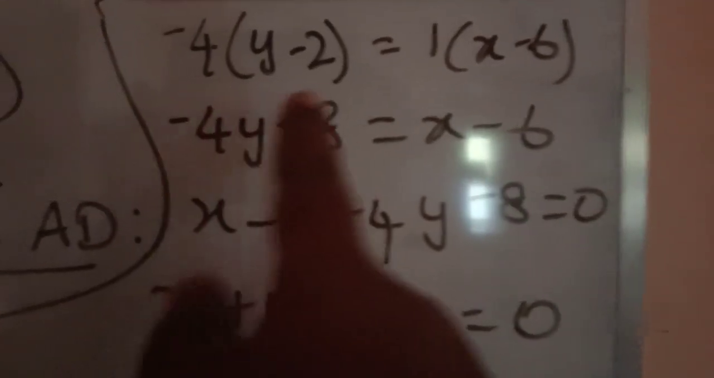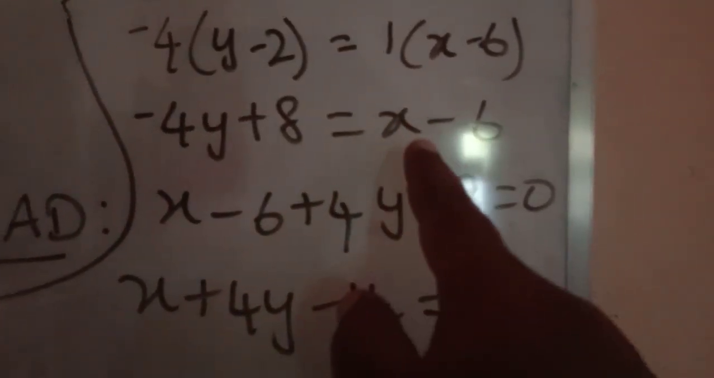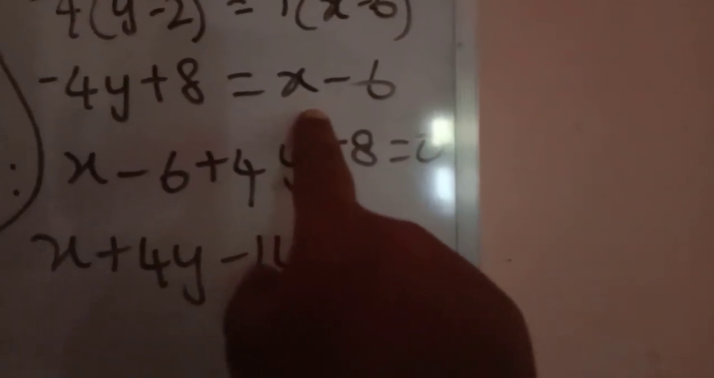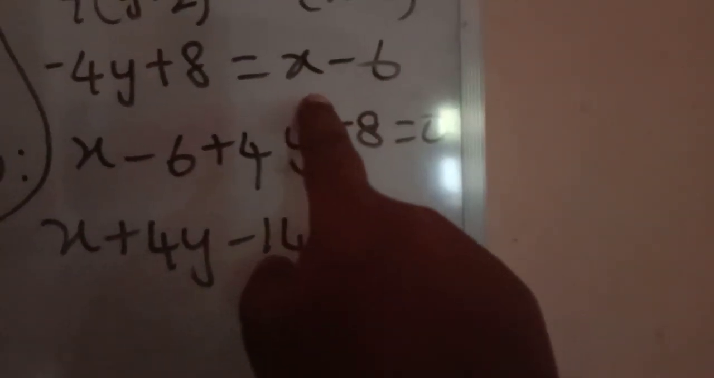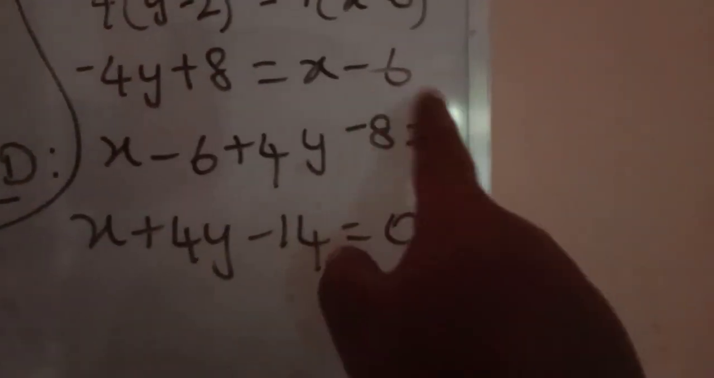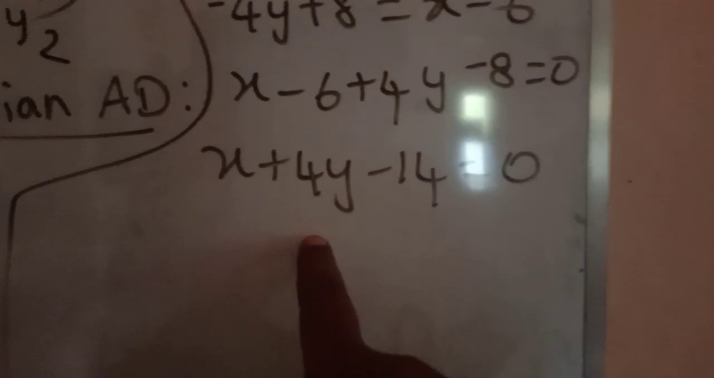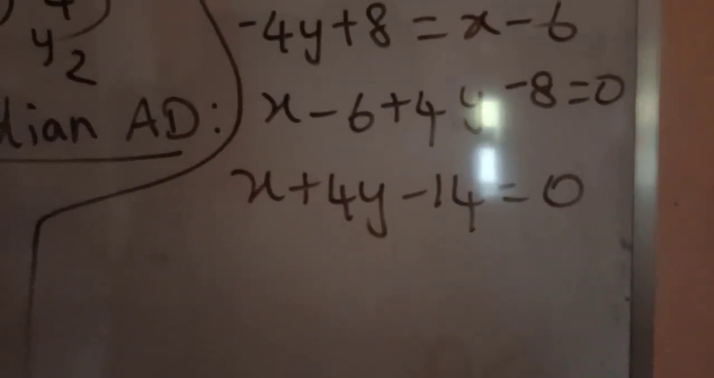Multiply minus 4 inside the bracket. Minus 4y plus 8 is equal to multiplying 1 in the bracket, x minus 6. Here x is positive, so bring these two terms to the right hand side. So x minus 6 plus 4y minus 8 equal to 0. So the equation of the median is x plus 4y minus 14 is equal to 0.